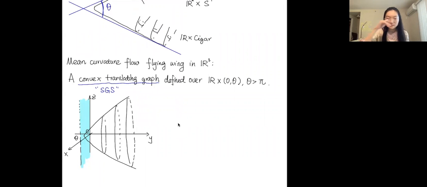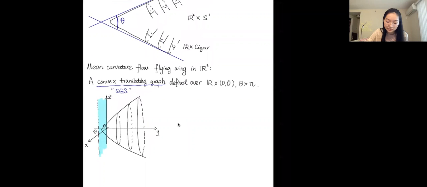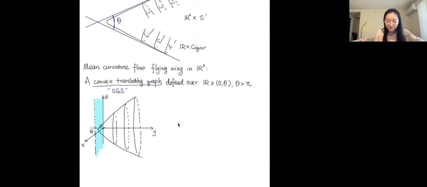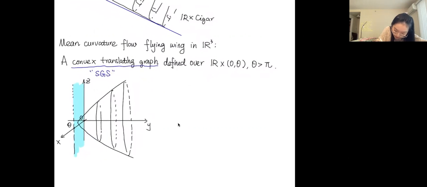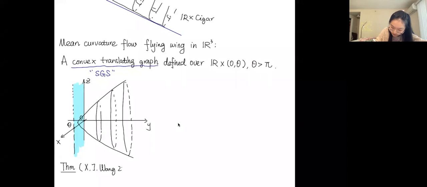If you look at the blowdown of this hypersurface, you can also see that it is asymptotic to an angle between 0 and pi. That's similar to the Ricci flow flying wing. And there's also a story about the mean curvature flow flying wing. The first theorem is by Wang Xujia in 2002 and 4, and he first showed that there exists a flying wing in R3.